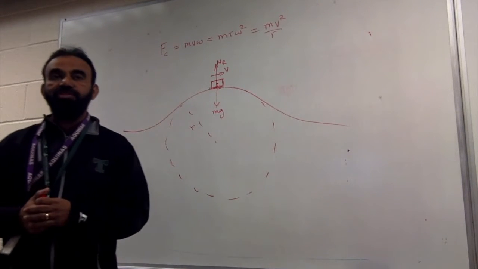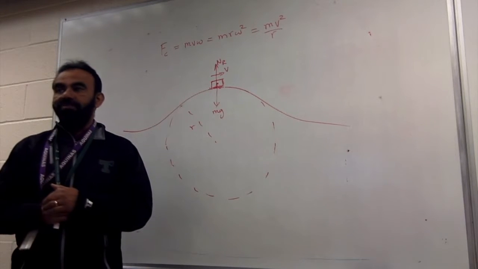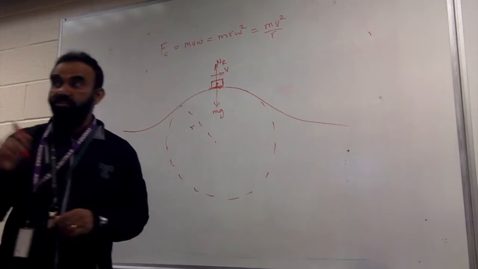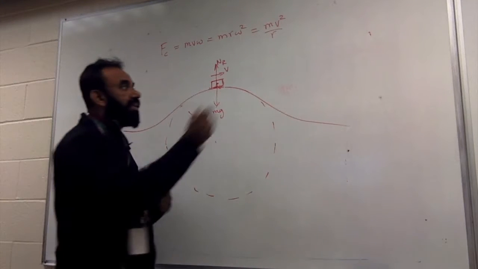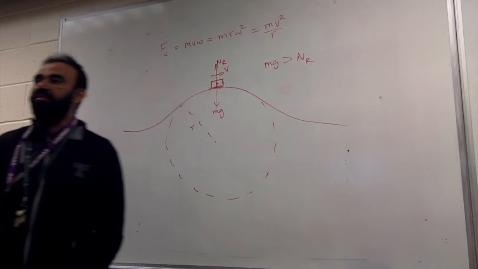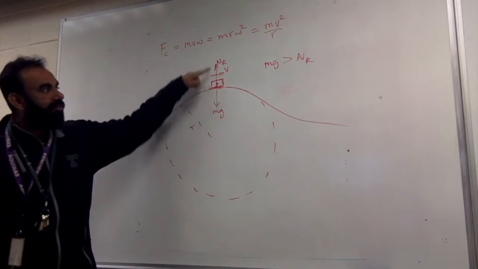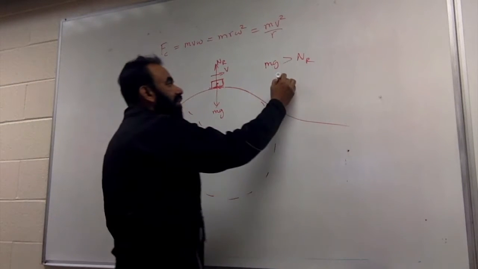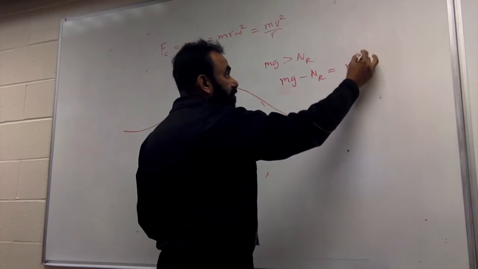A centripetal force is needed. In this case, what provides the centripetal force? Gravity. So what do you know about this and that now? Gravity has to be greater. There are only two forces acting on it, and out of these two, gravity must be greater. So mg is greater than the normal reaction, because otherwise you won't get the centripetal force towards the center. Centripetal force is the net of these two forces. If the net is towards the center, mg must be bigger. So mg minus normal reaction is equal to mv square over r.